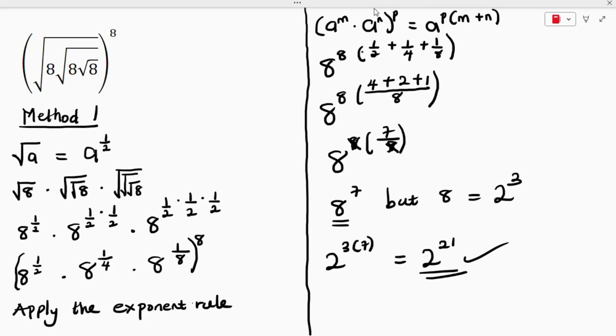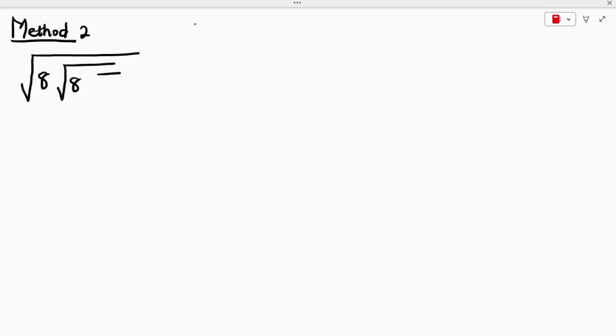So let's share with you method 2. Alright, method 2. We have the question that says the root of 8 times the root of 8 times the root of 8, all raised to the power of 8. So let's try out method 2.